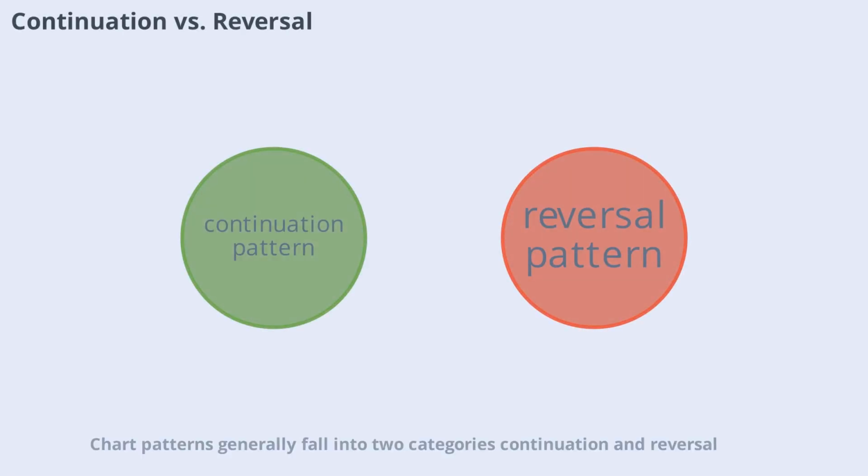Chart patterns generally fall into two categories: continuation and reversal. Continuation patterns suggest that the current trend will keep going, while reversal patterns indicate a possible change in direction. Knowing the difference is crucial for timing your trades. For example, if you spot a continuation pattern during an uptrend, you might consider holding your position. On the other hand, a reversal pattern could signal it's time to take profits or cut losses. Let's start by looking at some common continuation patterns.